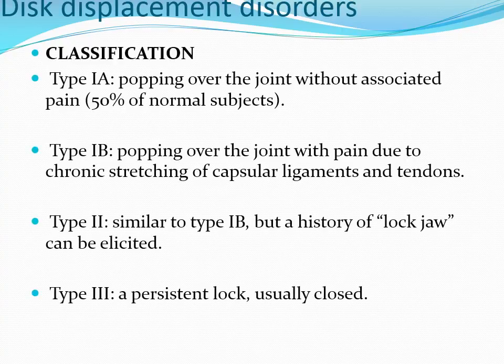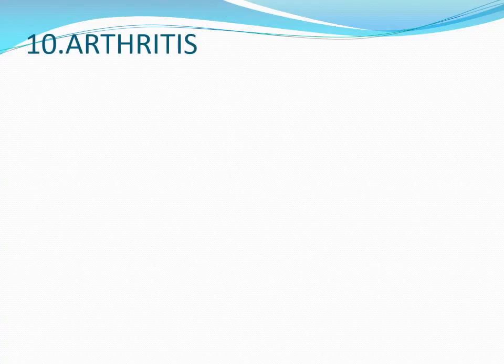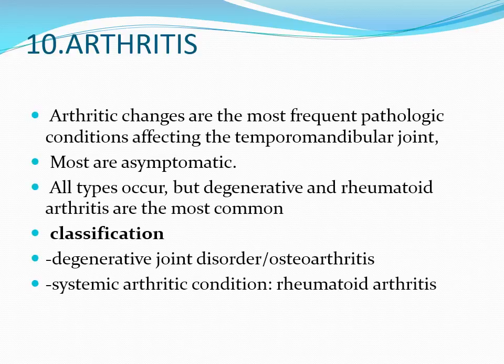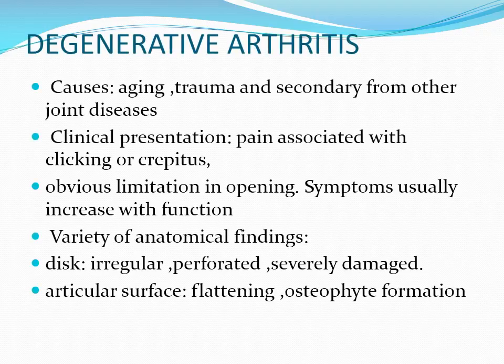We have different classifications. We have type 1A, type 1B, type 2. For arthritis, we said we have the arthritic degenerative changes and the systemic related, the osteoarthritis and the rheumatoid arthritis. The degenerative is usually a result of age, as the patient is aging. It could also be trauma, and it could also be secondary from other joint diseases, and it is associated with pain and usually with crepitus. And we can see obvious limitation in mouth opening.